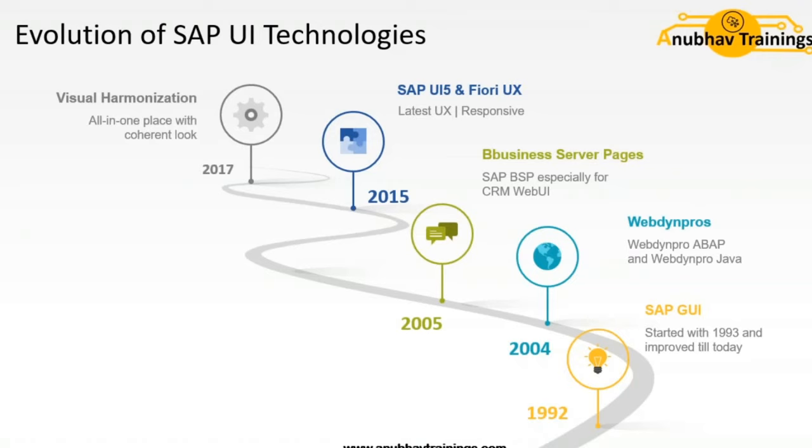And then in 2017, they also harmonized those classical applications, be it WebDynpro and SAP GUI applications, to run on the browser and give you the same visual look and feel as the SAP Fiori user experience gives. So this is the evolution of SAP UI technology.